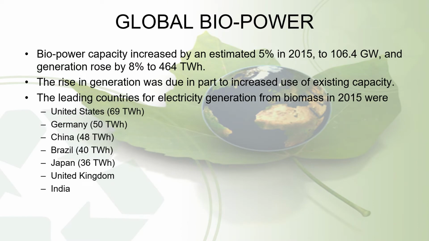Global biopower. Biopower capacity increased by an estimated 5% in 2015 to 106.4 gigawatts and generation rose by 8% to 464 terawatt hours. The rise in generation was due in part to increased use of existing capacity. The leading countries for electricity generation from biomass in 2015 were United States 69, Germany 50, China 48, Brazil 40, Japan 36, and United Kingdom and India.